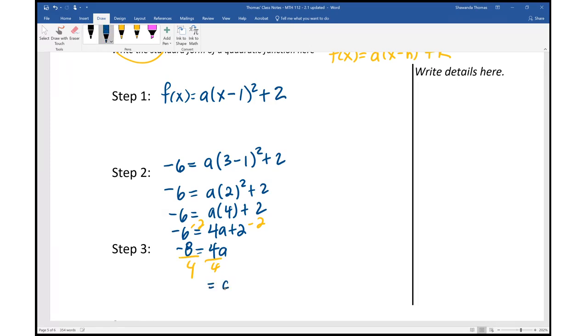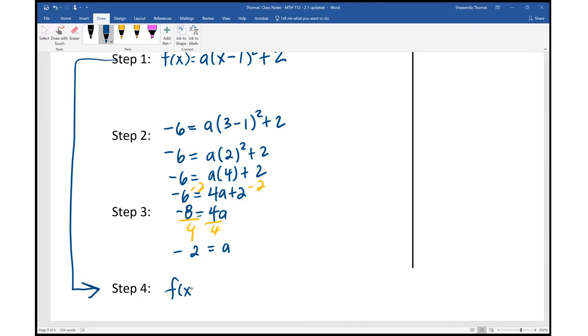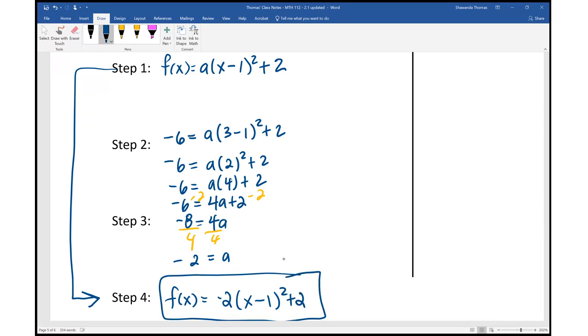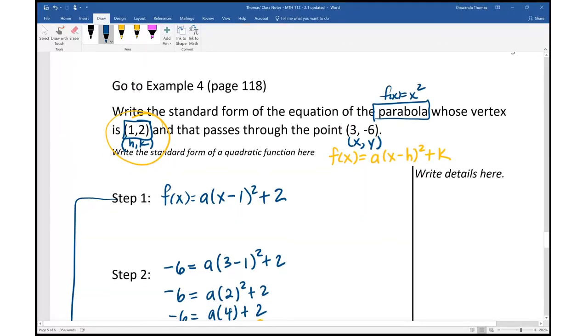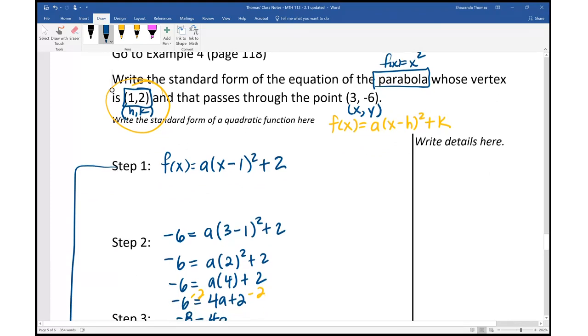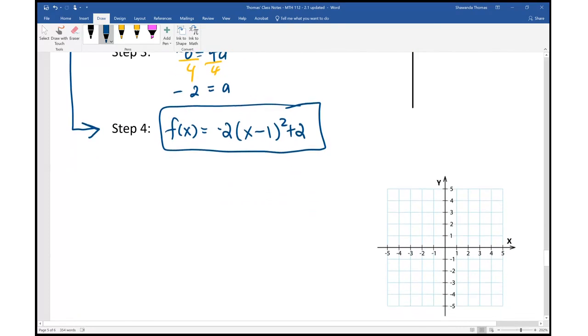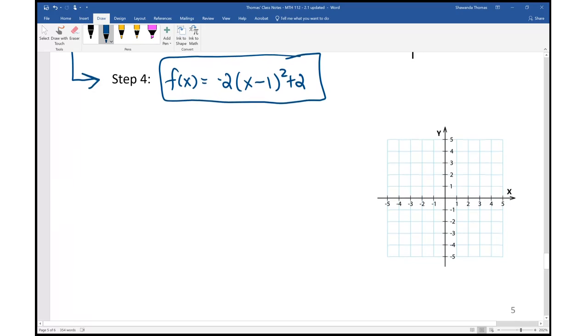a equals -2. Therefore, our function, just go back to step 1, our function is -2 times x minus 1 squared plus 2. This is how you start with information, plug it into the standard form to get the standard form that represents that information. And of course, you can go through all the things, what is a, the vertex, and so forth.